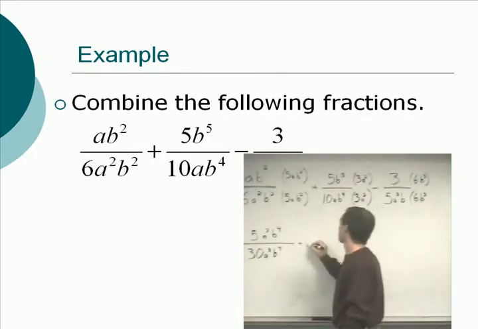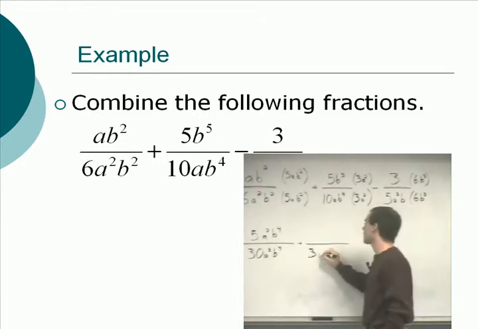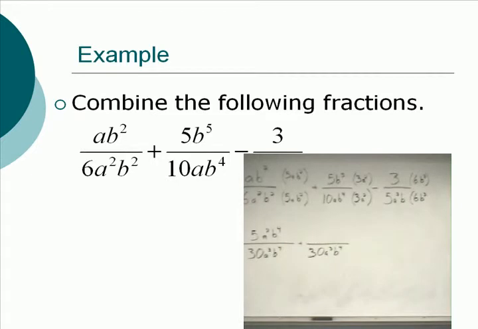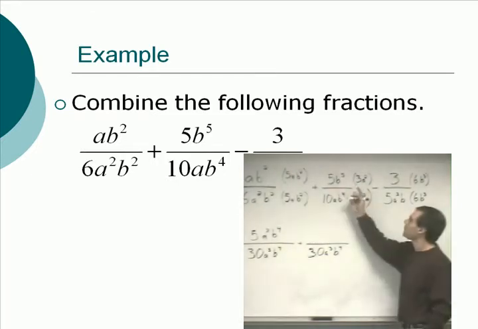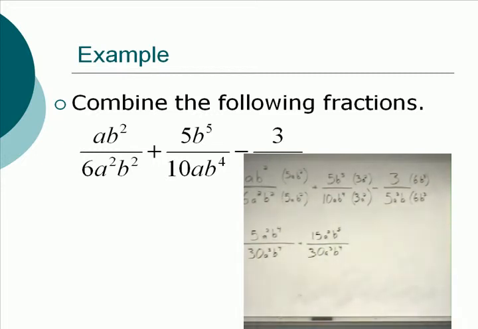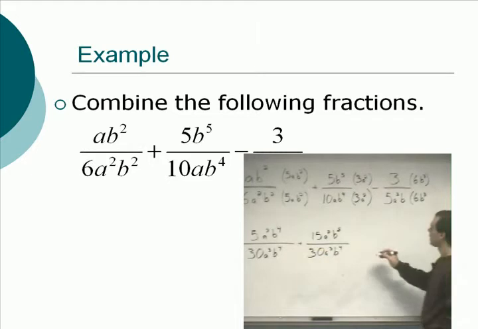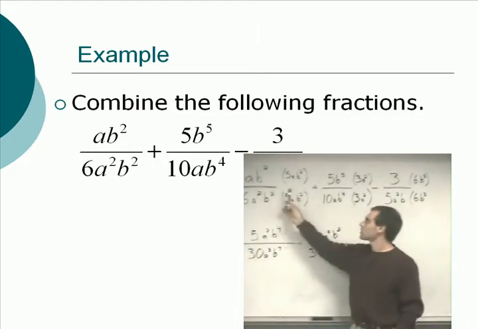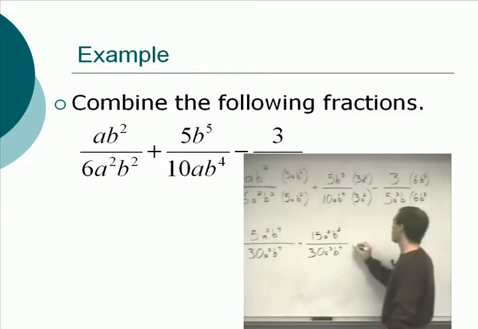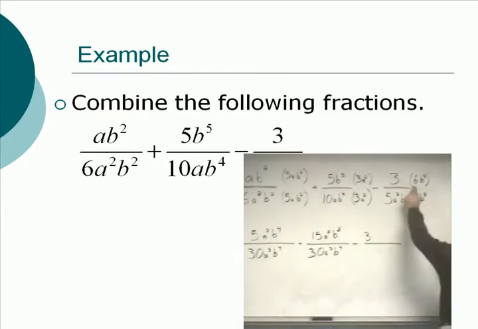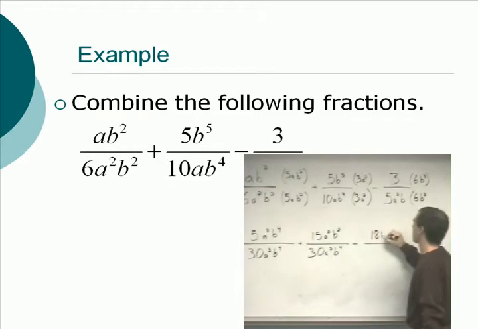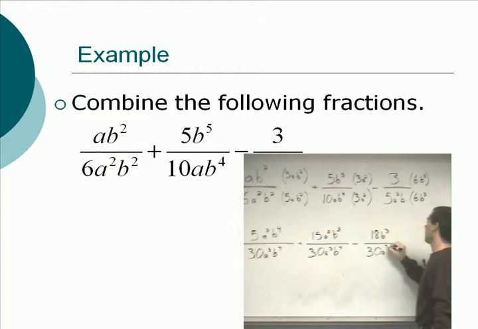Okay. Plus. Next one's going to have a denominator of, what do you know, 30a to the third, b to the fourth. And our numerator here, 15a squared b to the fifth. Yep. All right. And the last one. Now, ultimately, it's worth noting, have we changed the value of any of these three fractions? No. You multiply top and bottom of the fraction by the same thing. It doesn't change the value. It just changes the denominator. Minus 3. Whoops, not 3. 18b to the third over 30 a cubed b to the fourth.